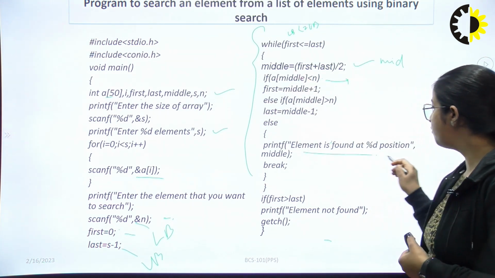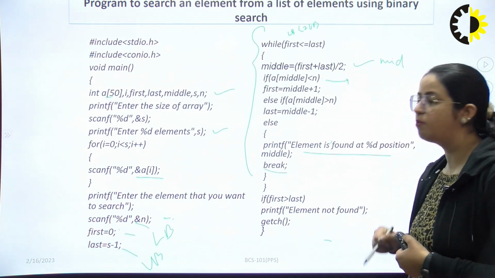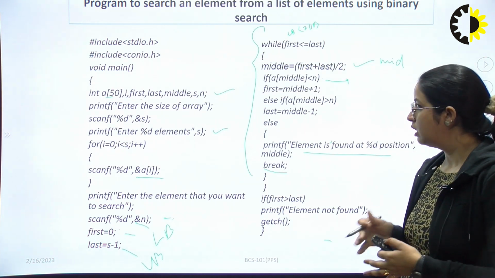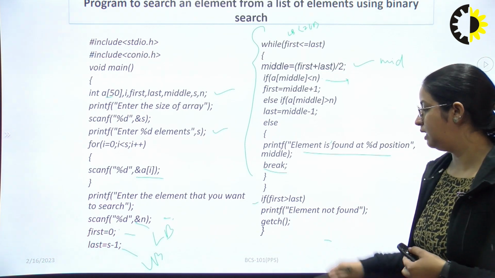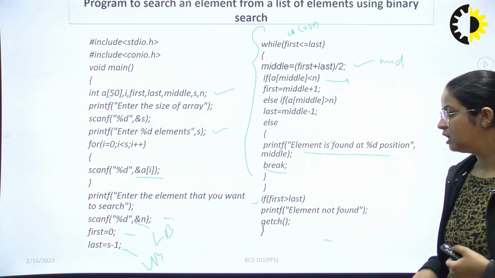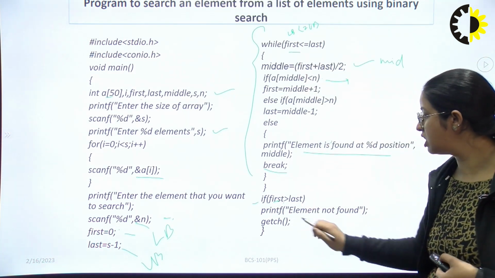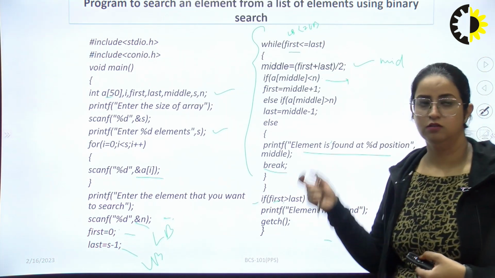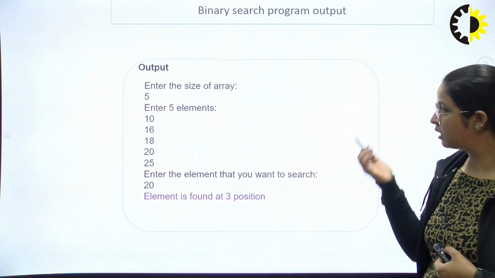So if the element is found at this position, then you just stop. The break is basically used to stop the execution and come out of the complete execution. Here at last we are again checking if first is greater than last. When this condition is not true, you come here and print that the element is not found.